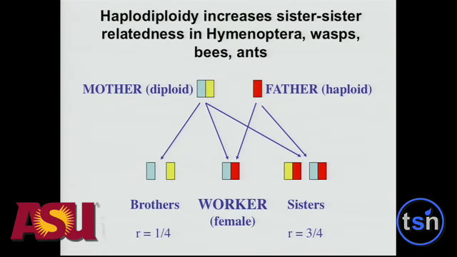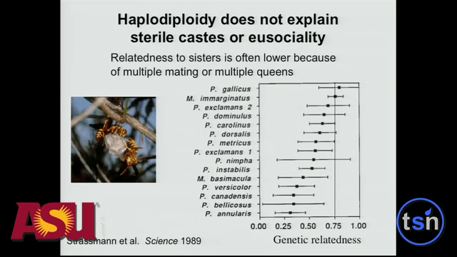Now, there was a lot of excitement early on in the social insects because they're haplodiploid. Males are haploid and females are diploid. So dad gives the same sperm, genetically speaking, to every single one of his daughters, which means that they are related to each other by 3/4. So there was a lot of excitement that this might explain the commonness of helping and eusociality in the ants, bees, and wasps. In fact, it does not.